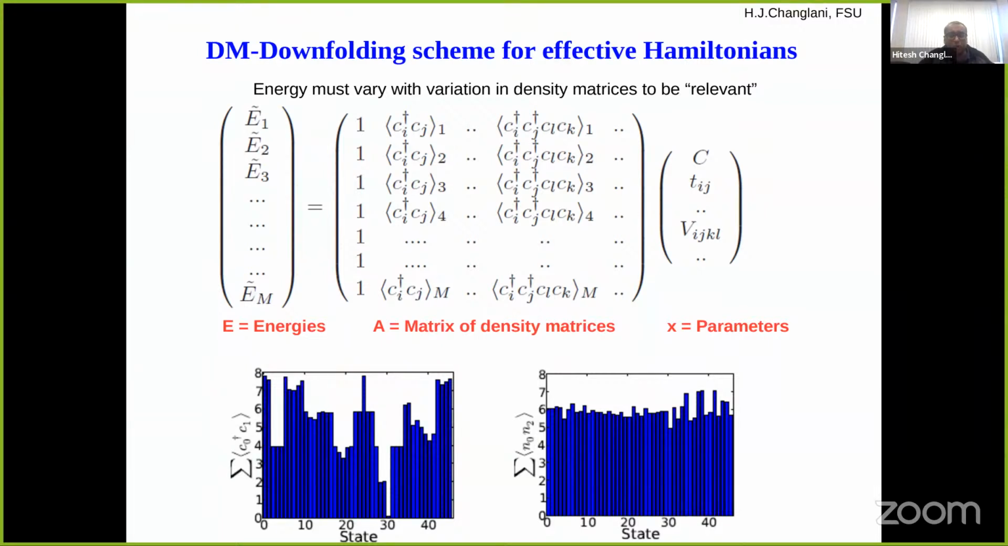Let me just show you how this works. So here I'm looking at different density matrices. I've summed over some of the ones that are related by symmetry.